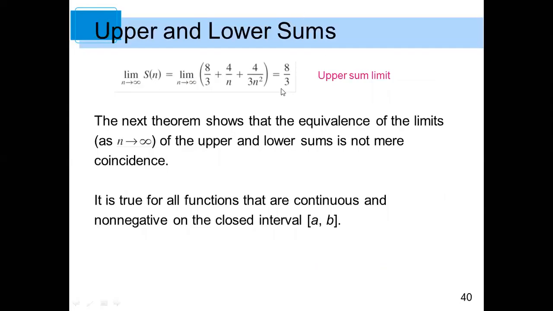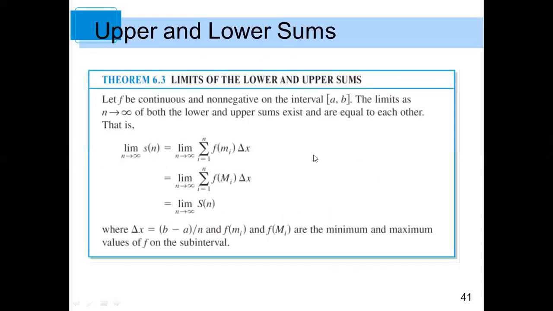The next theorem shows that the equivalence of the limits as n approaches infinity of the upper and lower sums is not mere coincidence. It is true for all functions that are continuous and non-negative on a closed interval. So this is the limit of the lower and upper sums theorem. Let f be continuous and non-negative on the interval a to b. The limits as n approaches infinity of both the lower and upper sums exist and are equal to each other. In other words, the limit of the lower sum is equal to the limit of the upper sum.